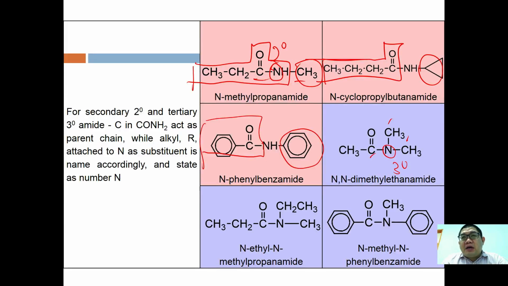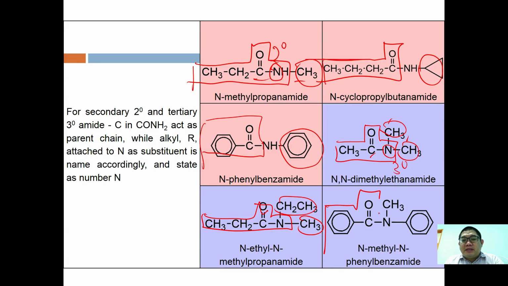As for tertiary amides, they are also named similarly. This is the parent chain with 2C, so it's called ethanamide. Since you have 2 methyl groups surrounding it, we call it N,N-dimethyl ethanamide. For the next example, we have 3C, which is propanamide. If you have methyl and ethyl, you still follow IUPAC alphabetical ordering, so ethyl first, then methyl. Therefore N-ethyl-N-methyl propanamide. And finally, this is a benzamide. This is a phenyl, this is a methyl, so N-methyl-N-phenyl benzamide. So this is generally how we name amides.